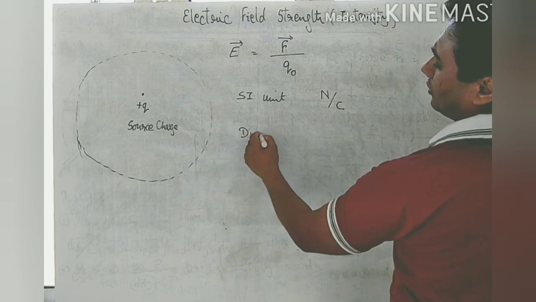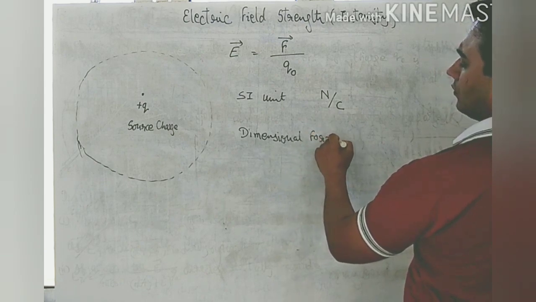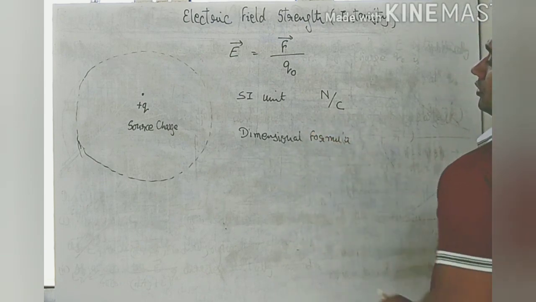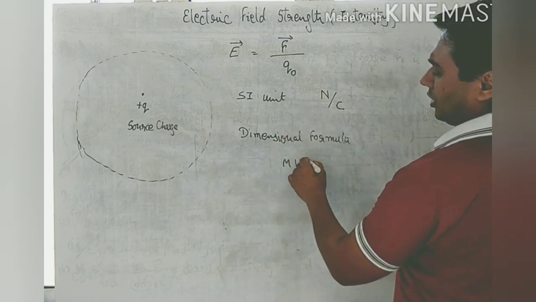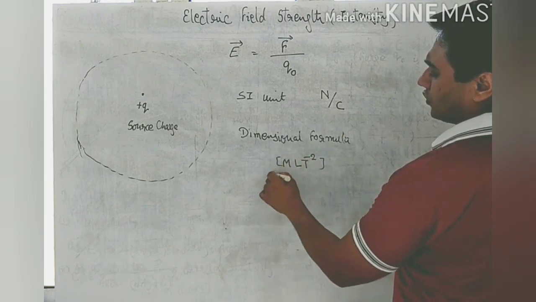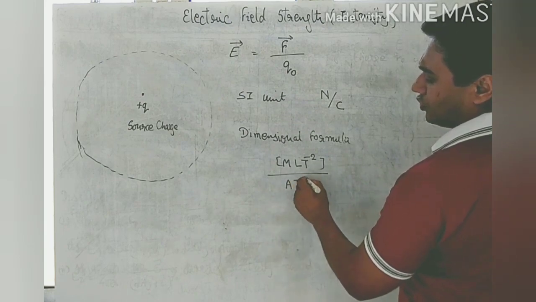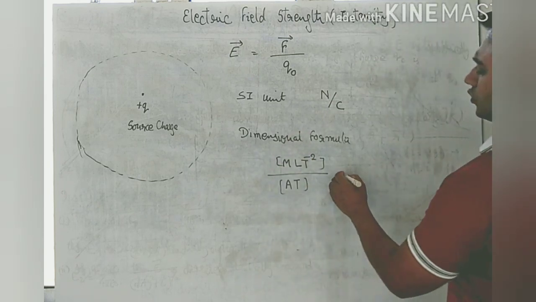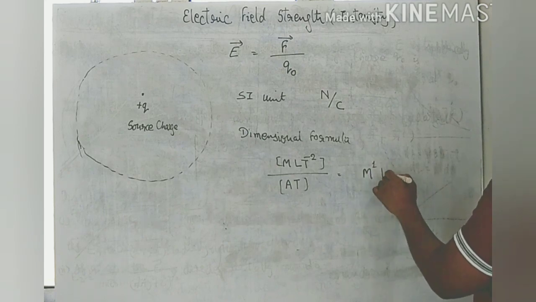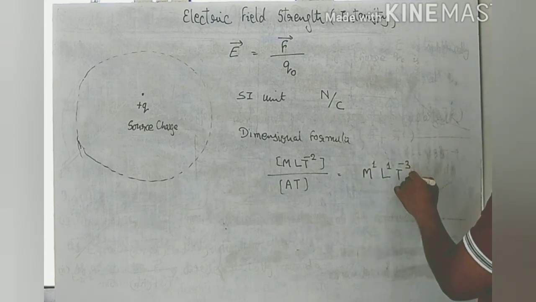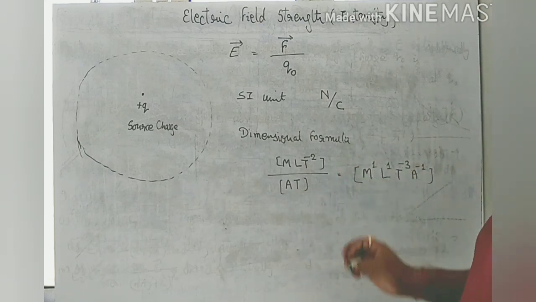Now the dimensional formula we can derive. So the dimensional formula: for force we write M L T^-2, so this is force, and for charge you can have current, ampere, into time. Now just solving it, we can have the dimensional formula of electrostatic field strength as M^1 L^1 T^-3 A^-1. So this is the dimensional formula of electric field strength.